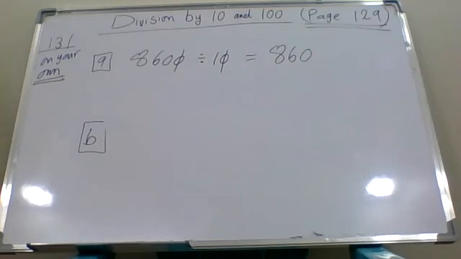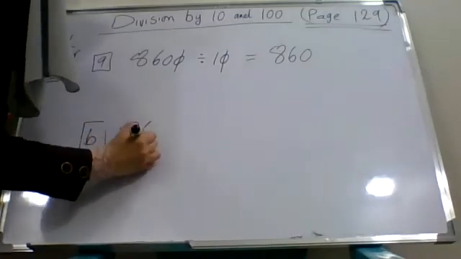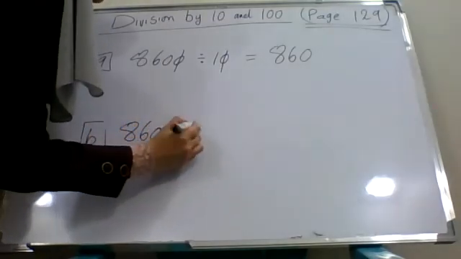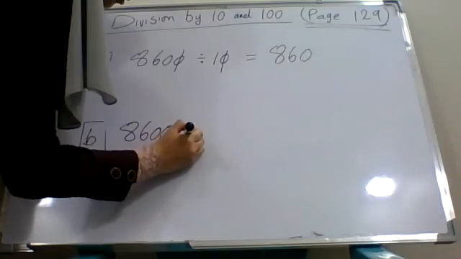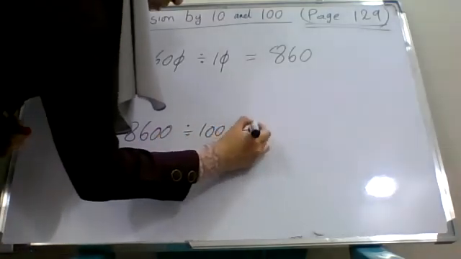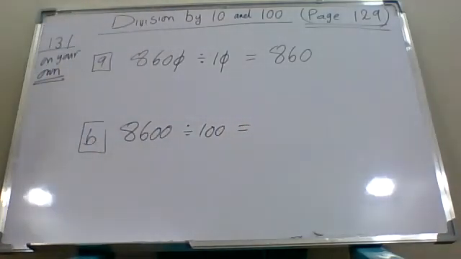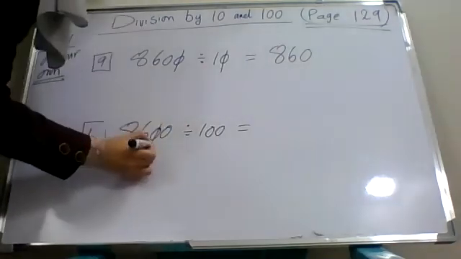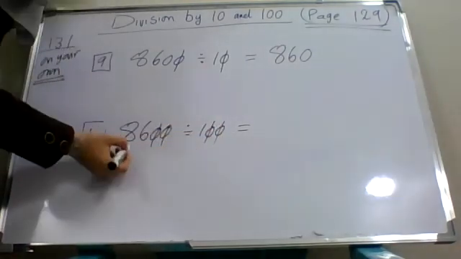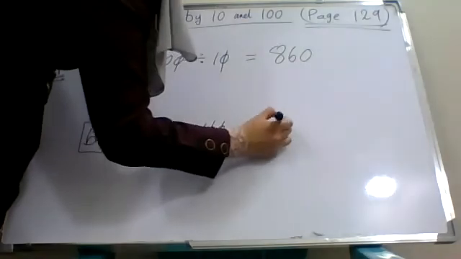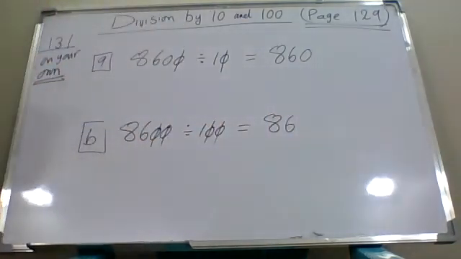Okay, the second one, how many photo frames can he make if he uses 100 ice cream sticks for each photo frame? Let me just read it again. How many photo frames can she make? Okay, so she wants to divide it on 100. So I'm allowed to erase 2 zeros from each number. So I have 86 photo frames. Okay, 86. And this is it for today.